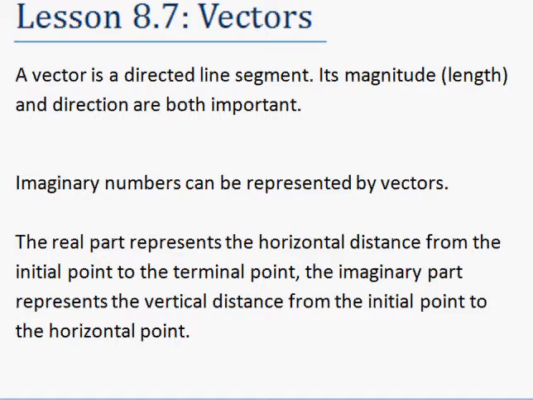Imaginary numbers can be represented as vectors. The real part represents the horizontal distance from the initial point to the terminal point, and the imaginary part represents the vertical distance from the initial point to the terminal point. Sorry, that's written wrong. So we're going to look at vectors and writing them as vectors.